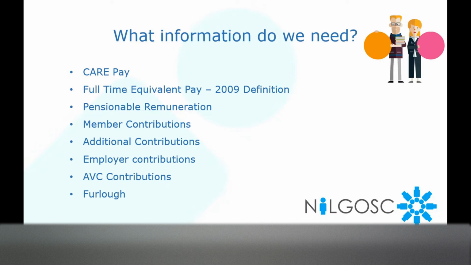So what information do we need from you as employers? Now, obviously, we need the CARE pay. We need the full-time equivalent pay, which is a 2009 definition of that. We need any pensionable remuneration. We need member contributions, any additional contributions, employer contributions, ABC contributions, and obviously in the past year we're going to require information on any employees you have on furlough. Now we'll take a look at each of these in more detail.